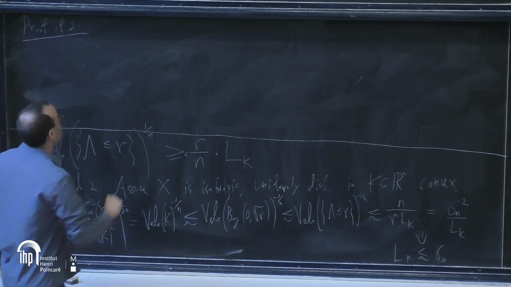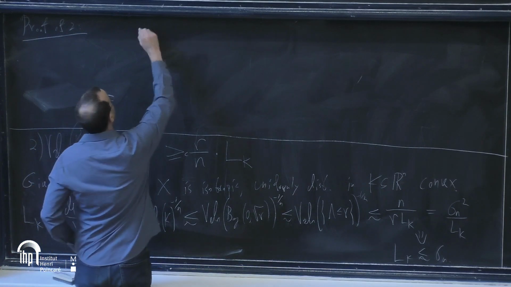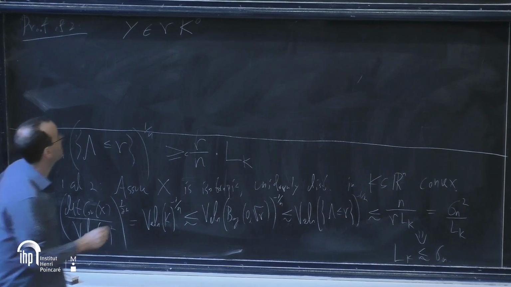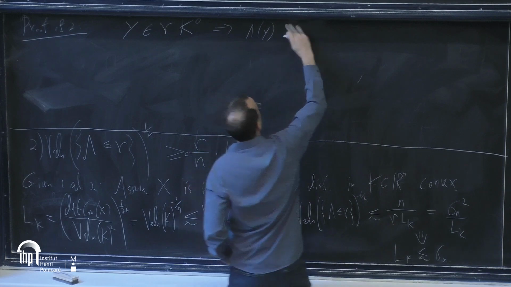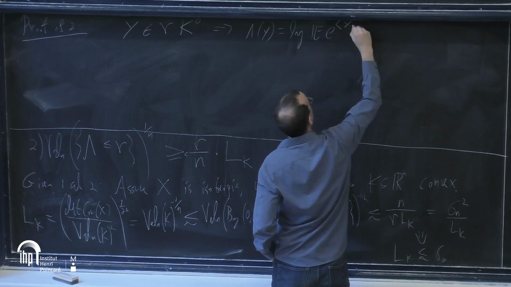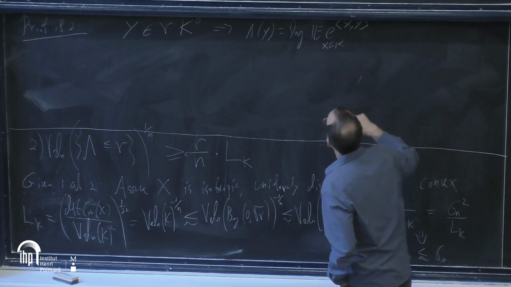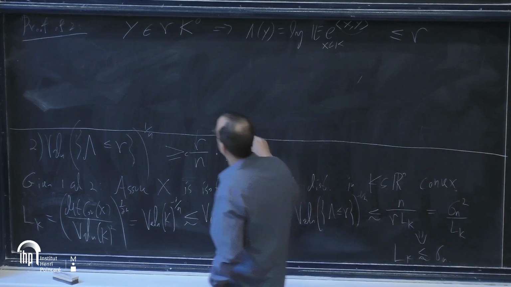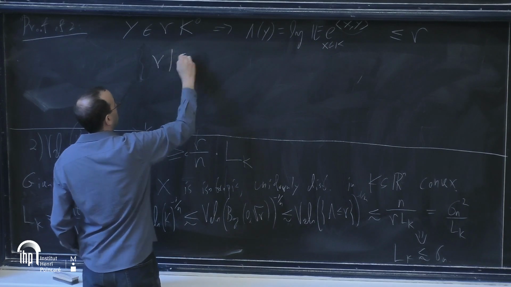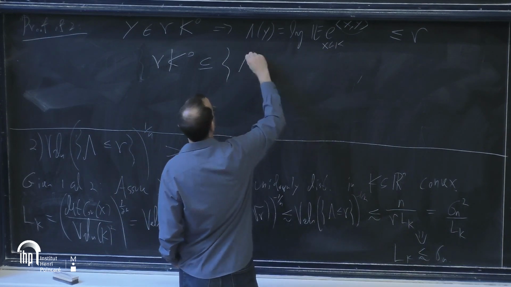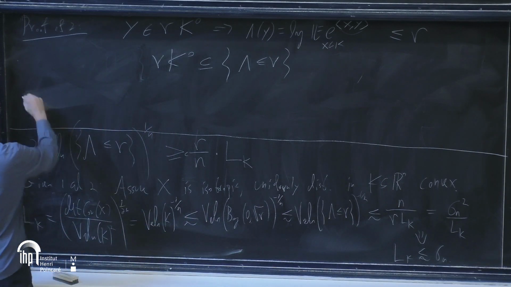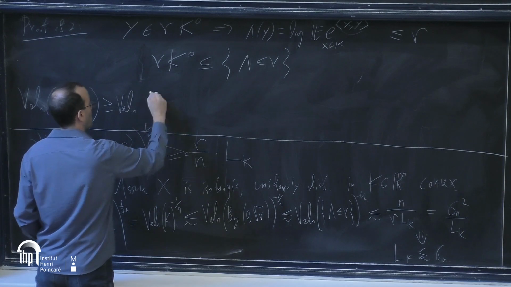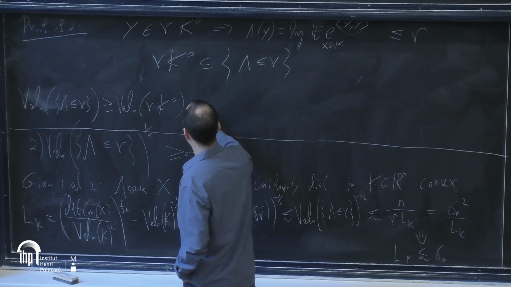So let's recall this concept of a polar body, which we mentioned when we said Bourgain-Milman. Just note that if y is a point in R K polar, then the Laplace transform at y is the log of the expectation of e to the xy. But x lies inside K all the time, so the scalar product between x and y is at most r. So this is at most r. In other words, R K polar is contained in the set where lambda is at most r. So the volume of this set is at least the volume of R K polar, which by Bourgain-Milman is at least C to the n.